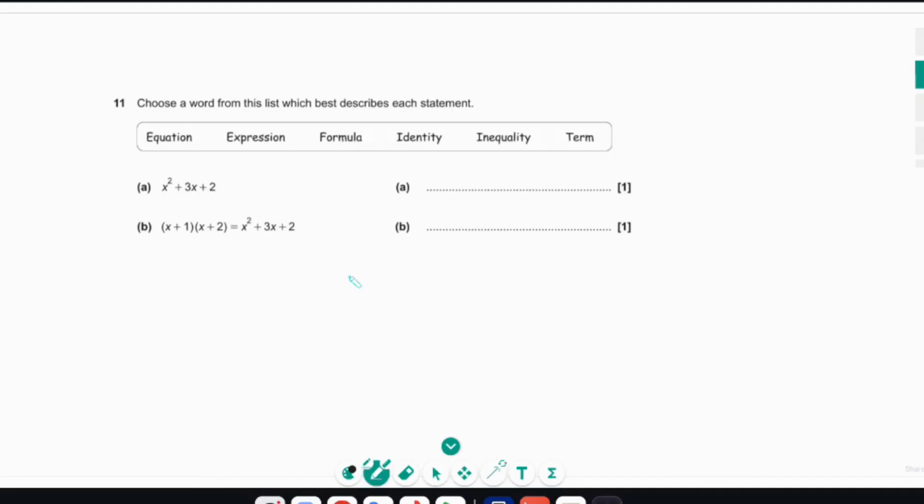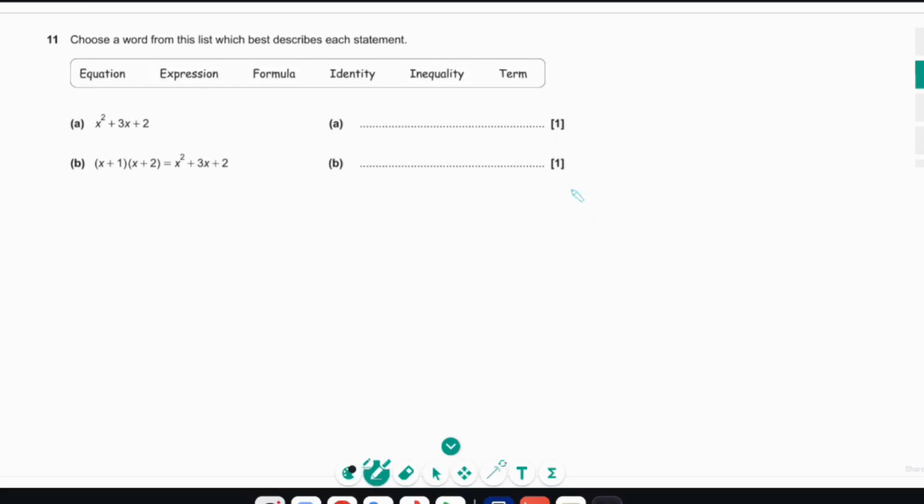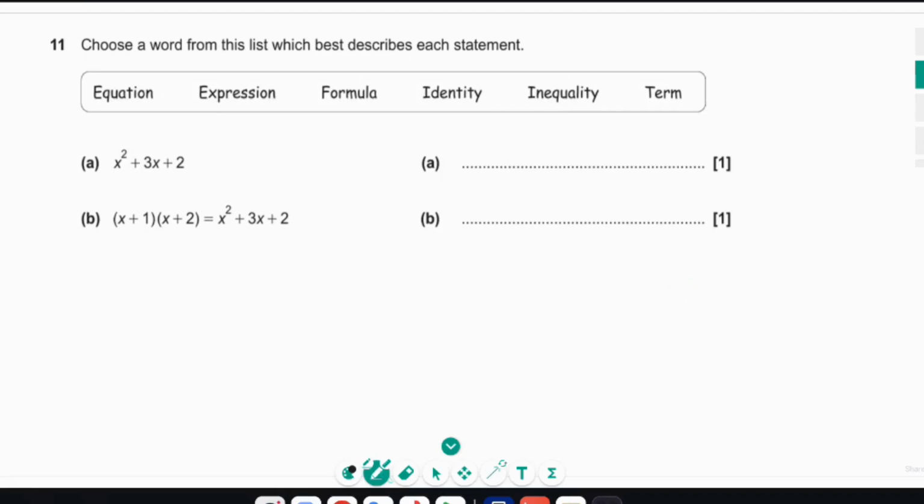Choose a word from this list which best describes each statement. An equation has an equals in it. An expression is like a mixture of letters and numbers. So it could be an expression. A formula is equal to something. A term is not a mixture. It's really like something about itself, like 3x. An identity gives you true statements on each side of the equation. And an inequality has one of these signs.